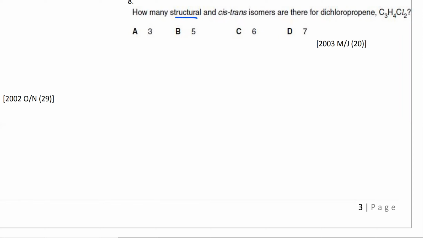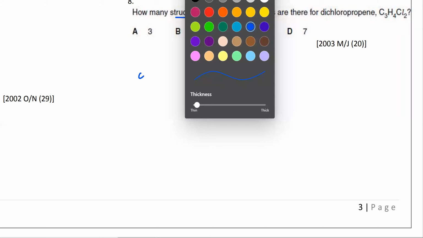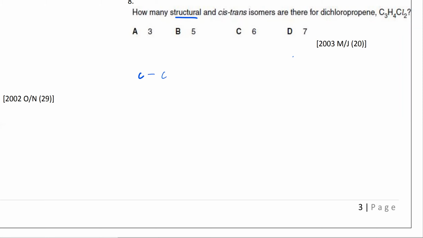So C3H4Cl2, right? C3 would be 3 carbon atoms, H4 and Cl2. So that's 3 carbons, 4 H's and 2 Cls. Should there be a double bond in this molecule? Yes, it's propene. Why? Because the bonds are not getting completed. I added 4 hydrogens and 2 Cls, but I was missing atoms. So there must be a double bond. So that's one structural isomer.